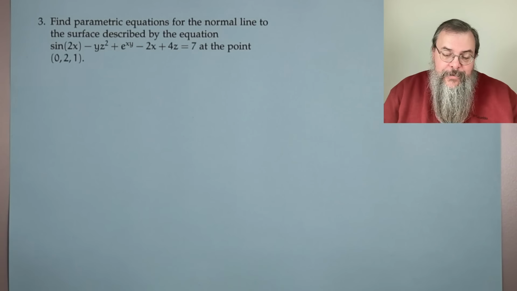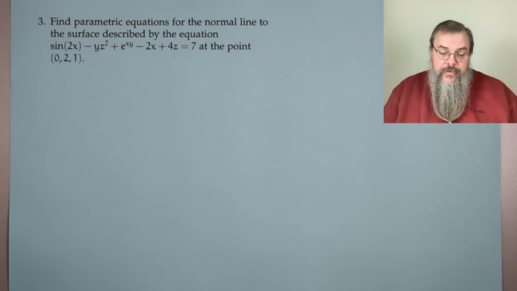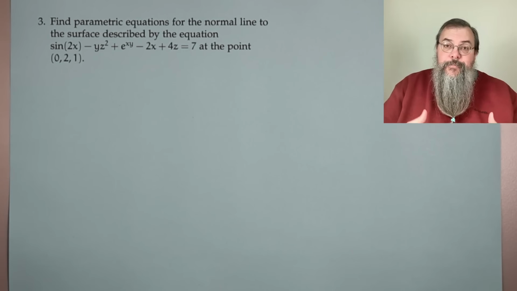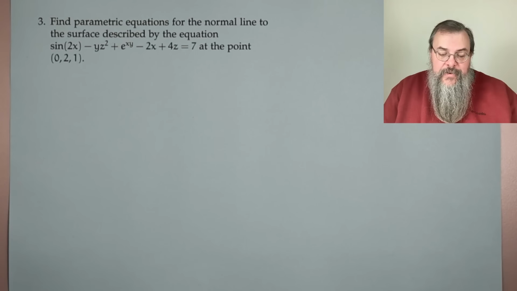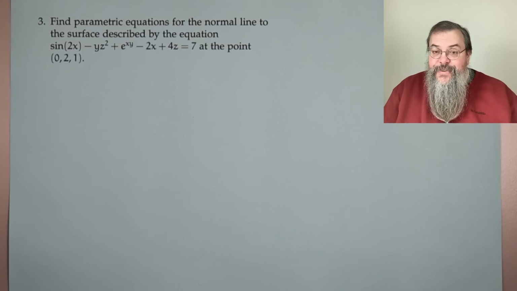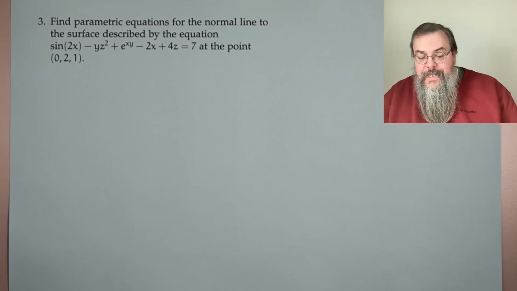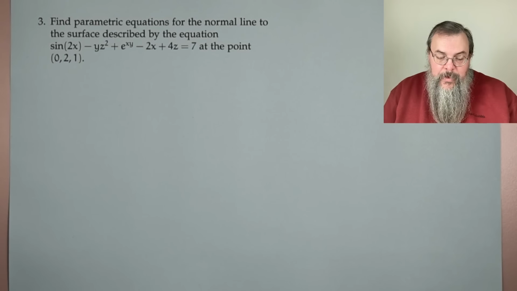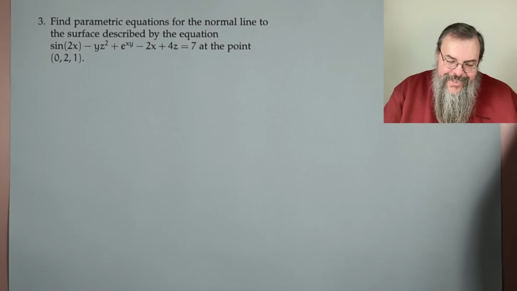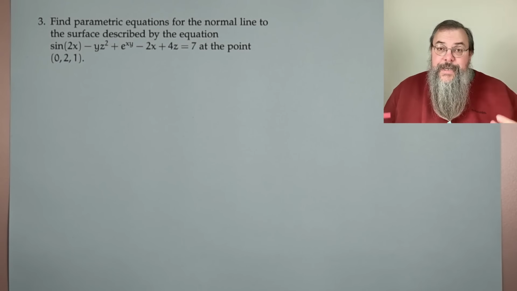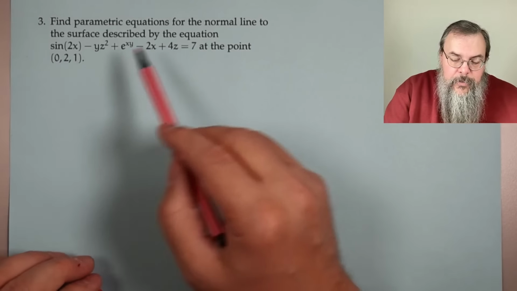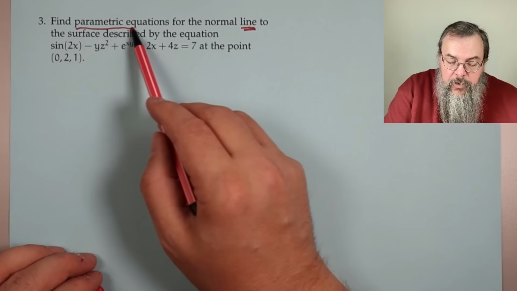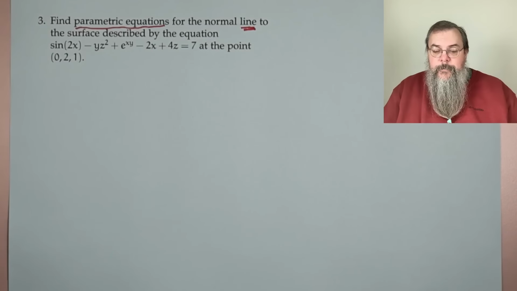Find parametric equations for the normal line to the surface described by the equation sine of 2x minus yz squared plus e to the xy minus 2x plus 4y equals 7 at the point (0, 2, 1). Okay, all right. So let's think about what we're doing. So we're looking for a line. That's good. And we're going to give it in parametric form.